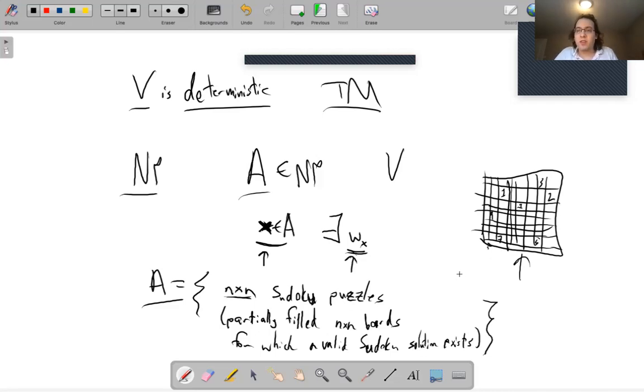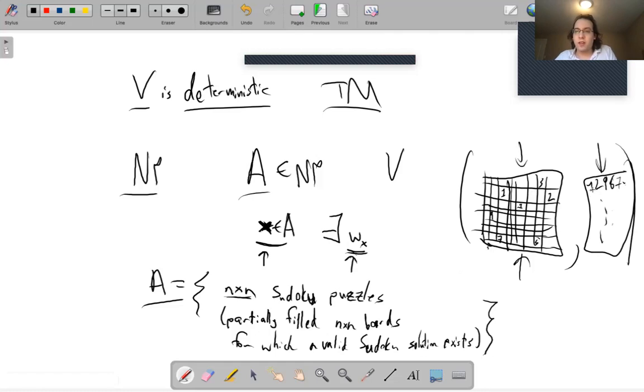If somebody gave me both this puzzle and an actual solved version where every single cell was filled in with numbers, all I would check is, first of all, that this is a valid Sudoku board, and I will also check that the numbers that appear here really are there, like it wasn't cheating by erasing something. So I could easily check in polynomial time that this is a valid solution. And so the verifier will basically do exactly that. The verifier will take X and W_X, and just check that this is a valid solution for the puzzle X.